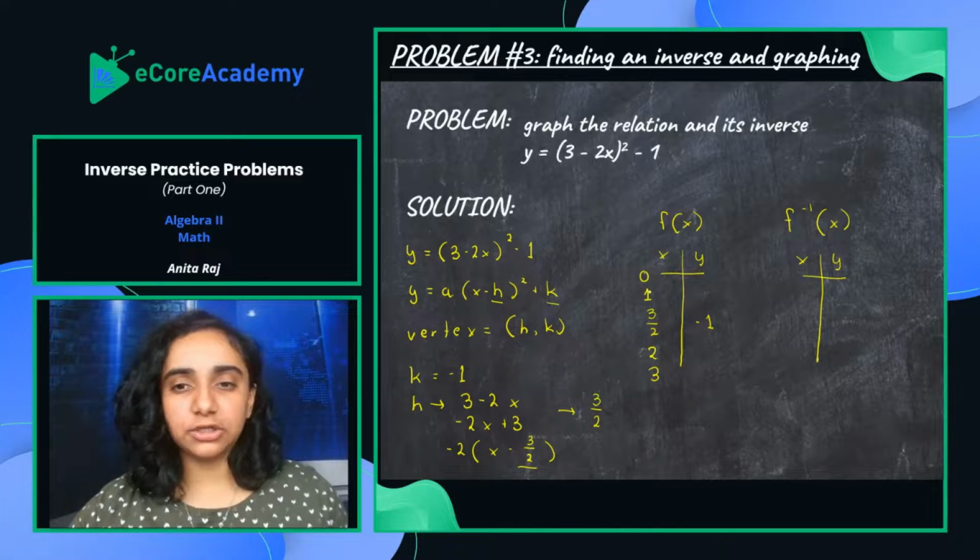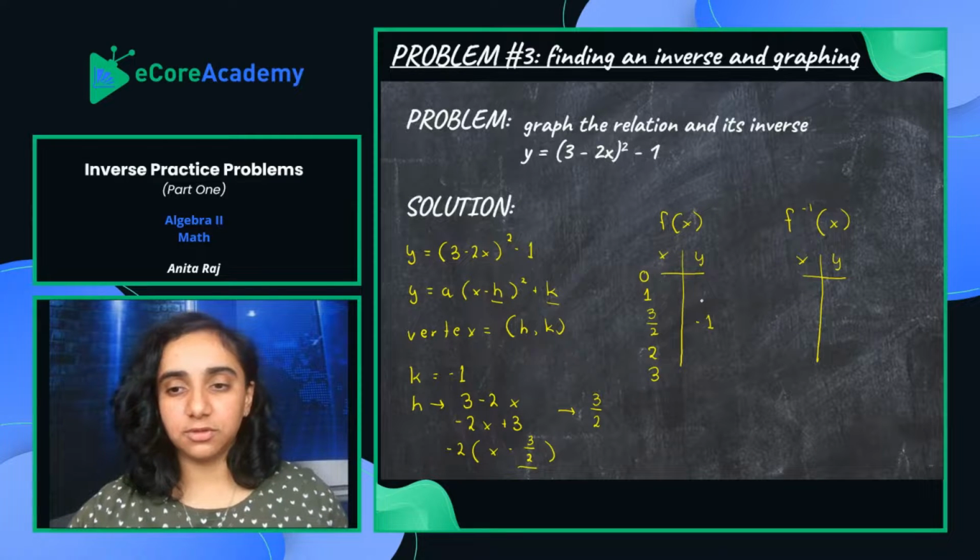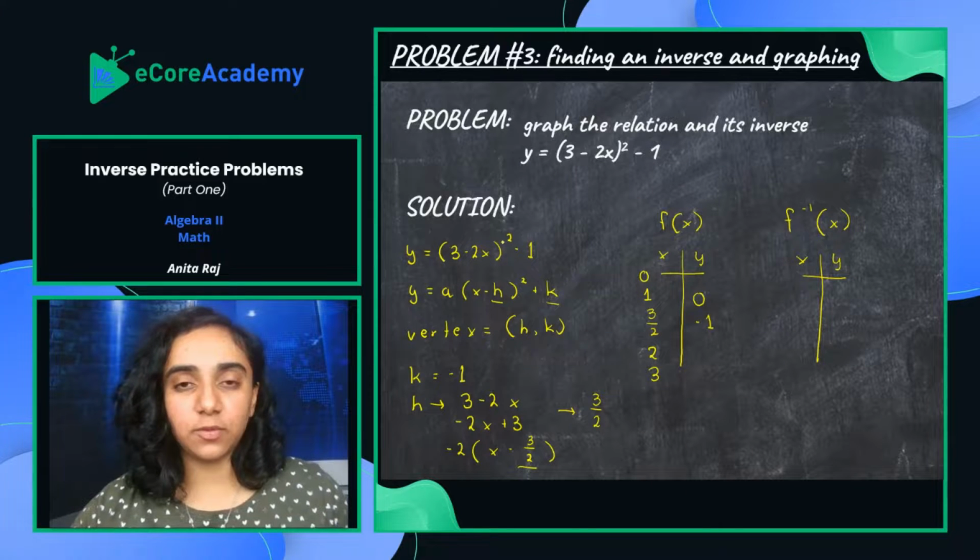And pretty much all we're going to do is plug these values back into the original equation to find the corresponding y coordinate. So if I plug 1 in, I get 2 times 1 is equal to 2, 3 minus 2 is 1, 1 squared is 1, and 1 minus 1 is equal to 0. Same thing with 2. 2 times 2 is 4. 3 minus 4 is equal to -1. -1 squared is 1. 1 minus 1 is equal to 0.